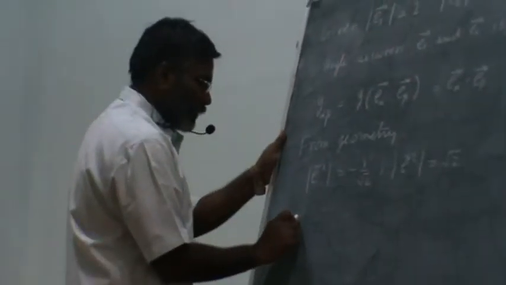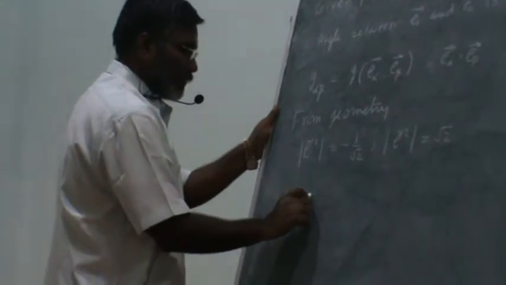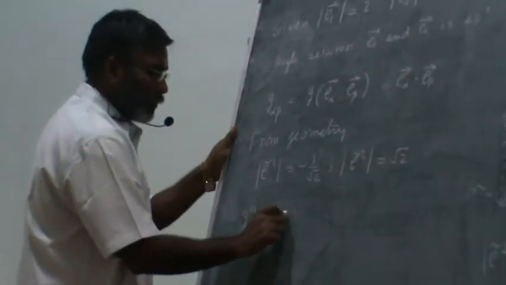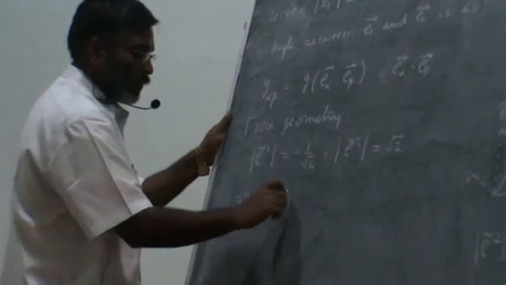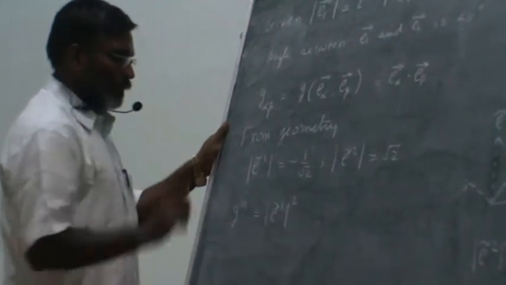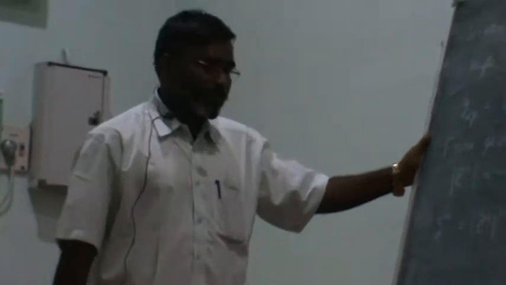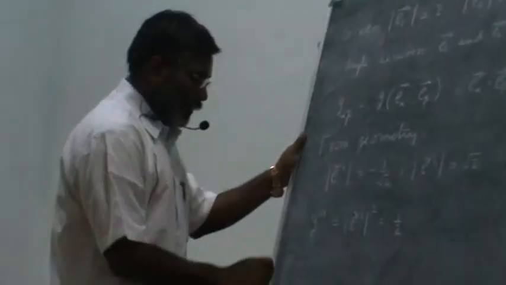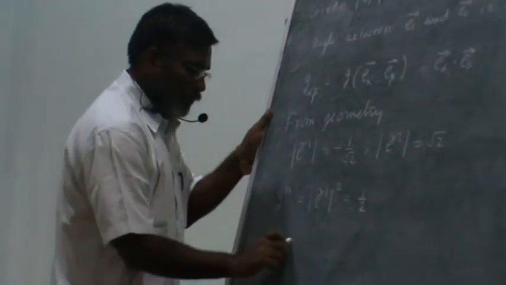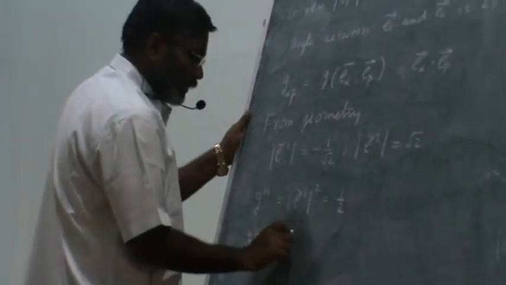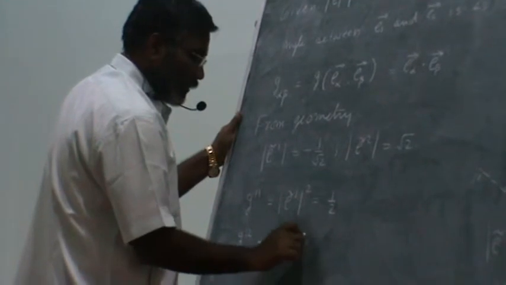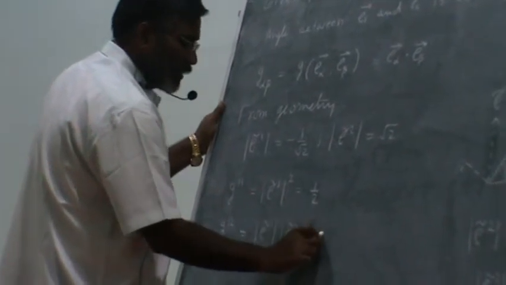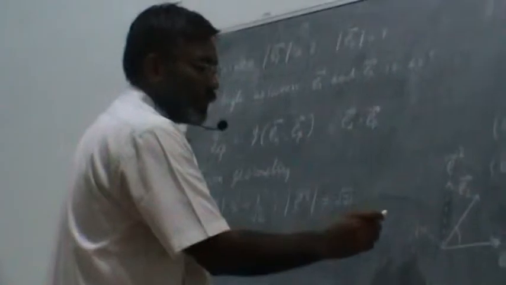Now once we know this, we can write down the metric tensor. G11 is equal to mod E1 tilde squared, that is equal to 1 by 2. G12 is equal to mod E1 tilde times mod E2 tilde times cos of, what is the angle between E1 tilde and E2 tilde?